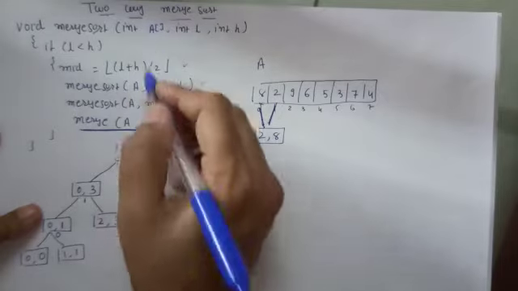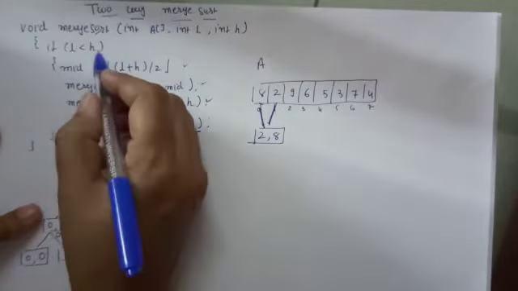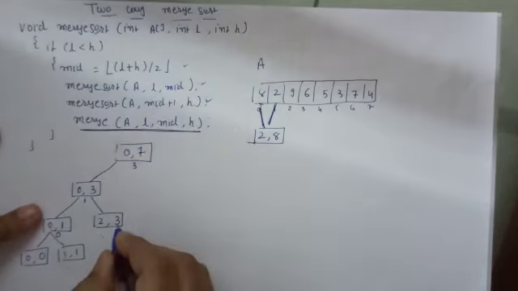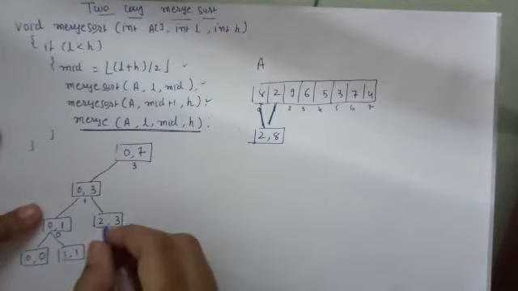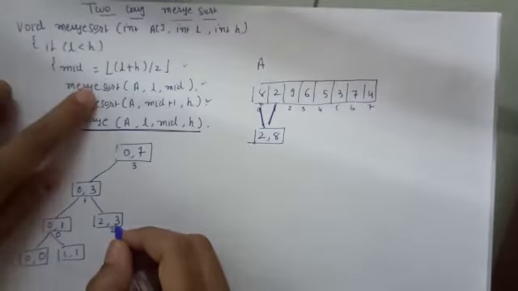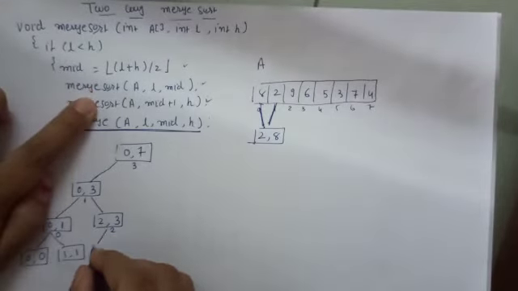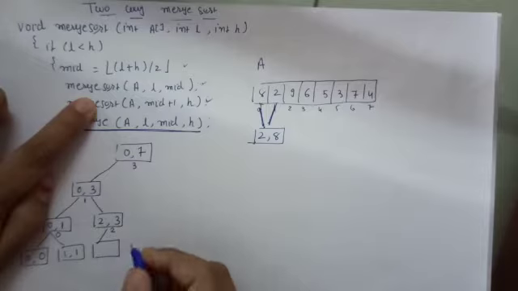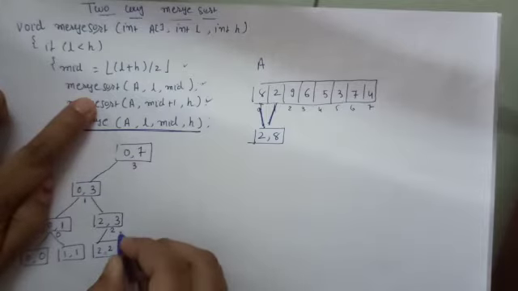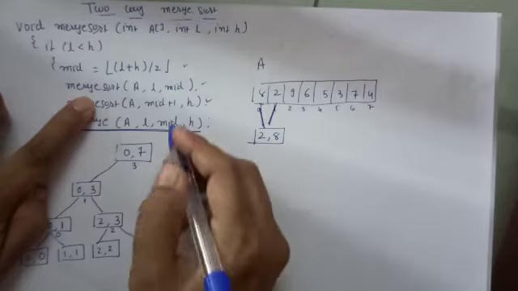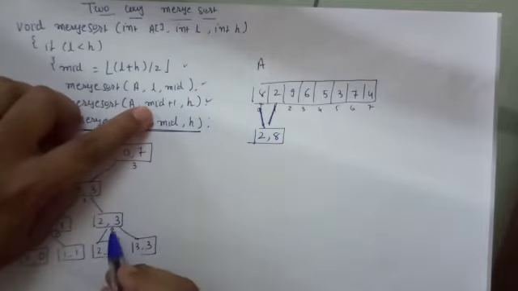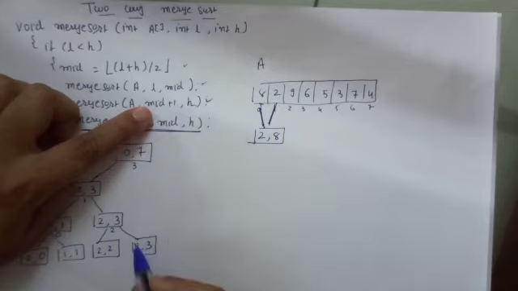Now let us call this merge sort. For this call, 2 is less than 3, so calculate mid. 2 plus 3, 5, divided by 2 is 2. Now for this call of merge sort, we get 2 to 2 and 3 to 3, which is mid plus 1 to high, that is 2 plus 1, 3 to 3.